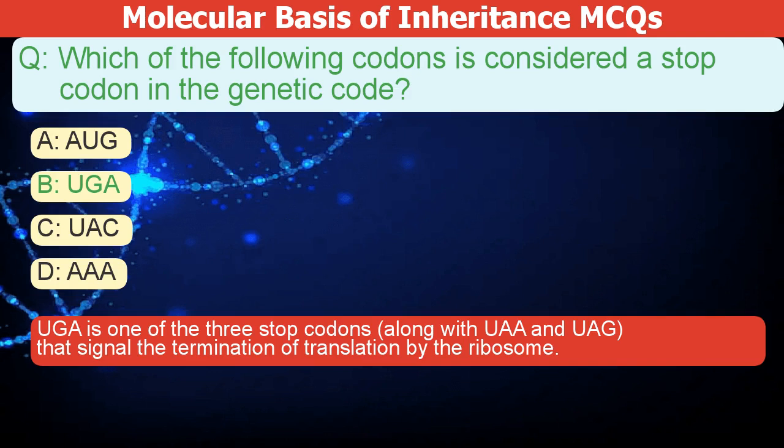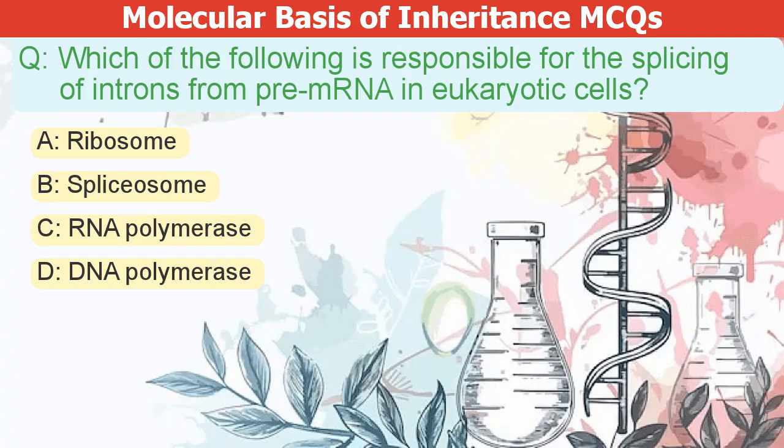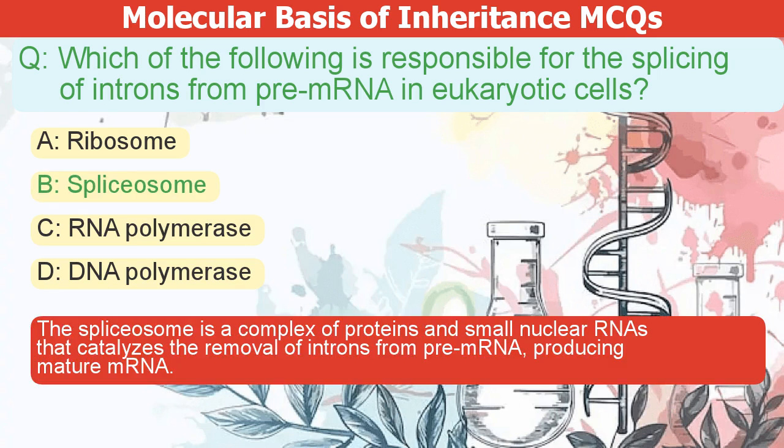Which of the following is responsible for the splicing of introns from pre-mRNA in eukaryotic cells? A. Ribosome. B. Spliceosome. C. RNA polymerase. D. DNA polymerase. The correct answer is B. The spliceosome is a complex of proteins and small nuclear RNAs that catalyzes the removal of introns from pre-mRNA, producing mature mRNA.